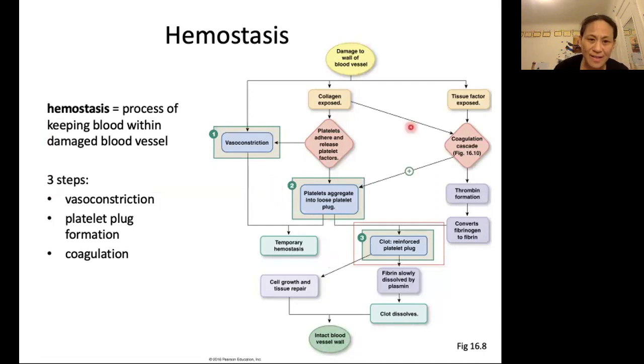So you can actually see that in this diagram here. We have our platelet plug here. In the meantime, tissue is getting repaired. Eventually, the platelet plug is going to be dissolved. Sorry, not the platelet plug, the clot is going to get dissolved. And then we're going to reveal our beautiful new intact blood vessel wall.